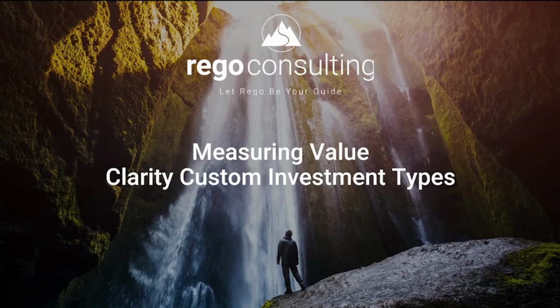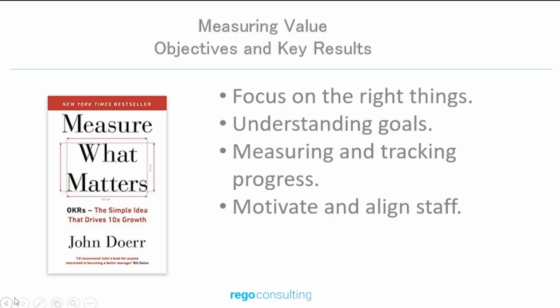OKRs are used to leverage the measurement for value and can help organisations put useful metrics in place to track their project activities. For a more in depth understanding of this framework, check out John Doerr's Measure What Matters: How Google, Bono, and the Gates Foundation Rock the World with OKRs. It provides some really useful information on how to make sure organisations are focusing on the right strategies, ensuring staff understand the goals they're trying to achieve, as well as measuring and tracking progress and aligning staff.